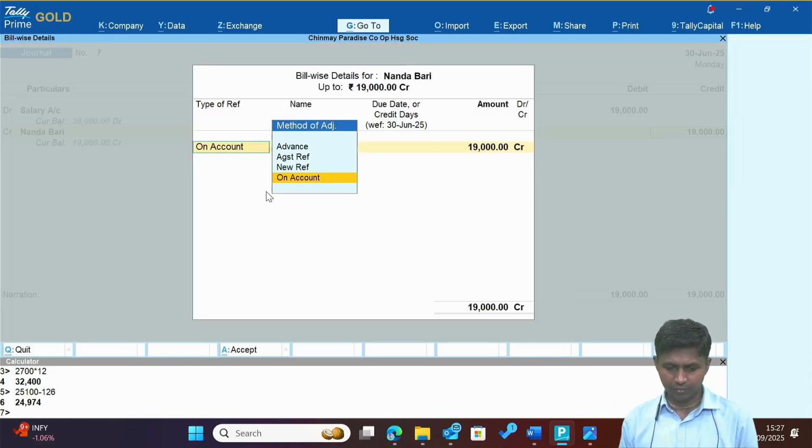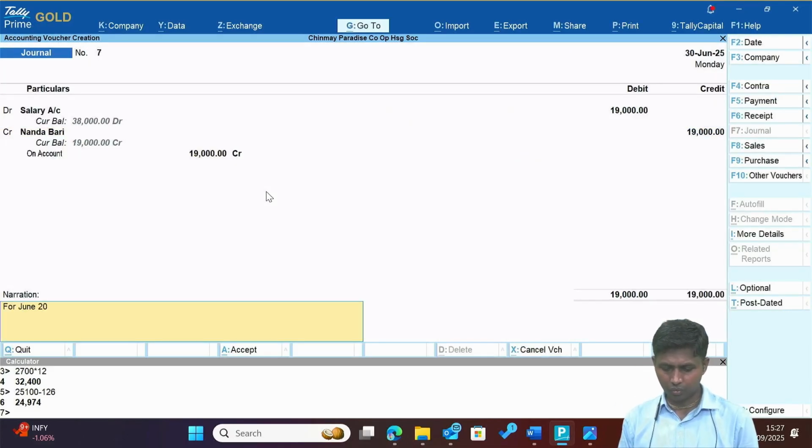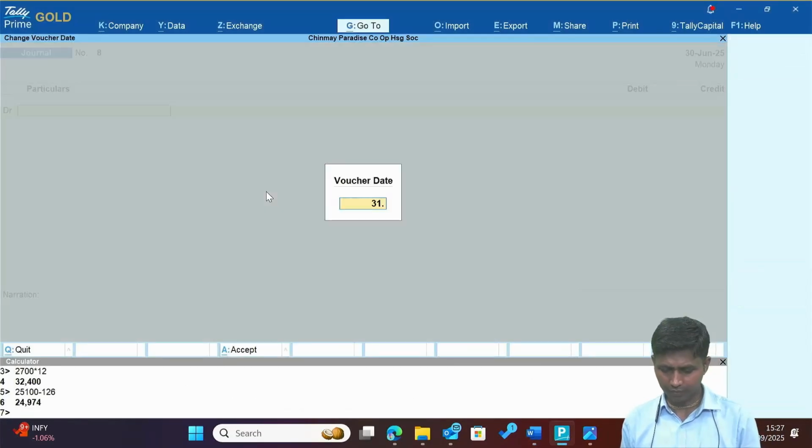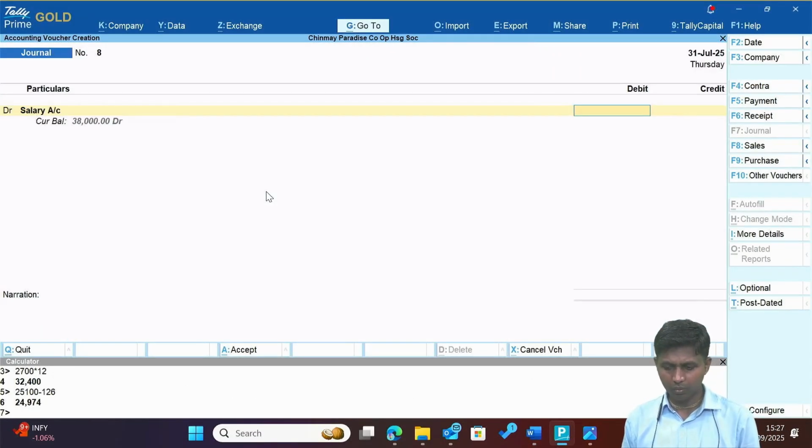And then after that, just accept the things and write here for June 25. And then we have to do the accounting till July. That means for 1 more month. For 1 more month, that means in general only change the date to 31st July. Say salary.